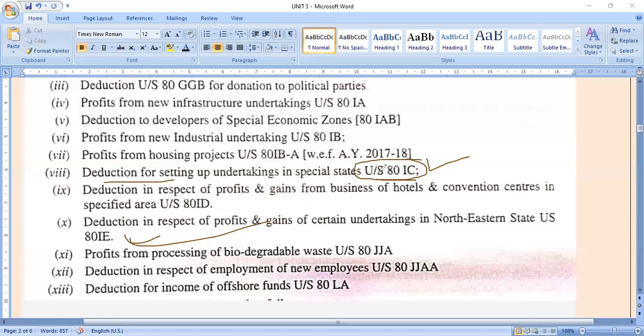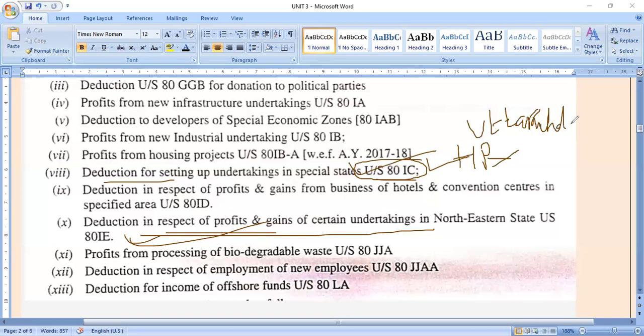Okay. So a separate point is there. So other states are there which are backward. For example, let us take Himachal Pradesh. That is not part of the seven sisters of the northeastern states. Similarly, Uttaranchal is there. That is also a backward state. So these are special states under Section 80 IC. These are termed as backward special states under Section 80 IC.